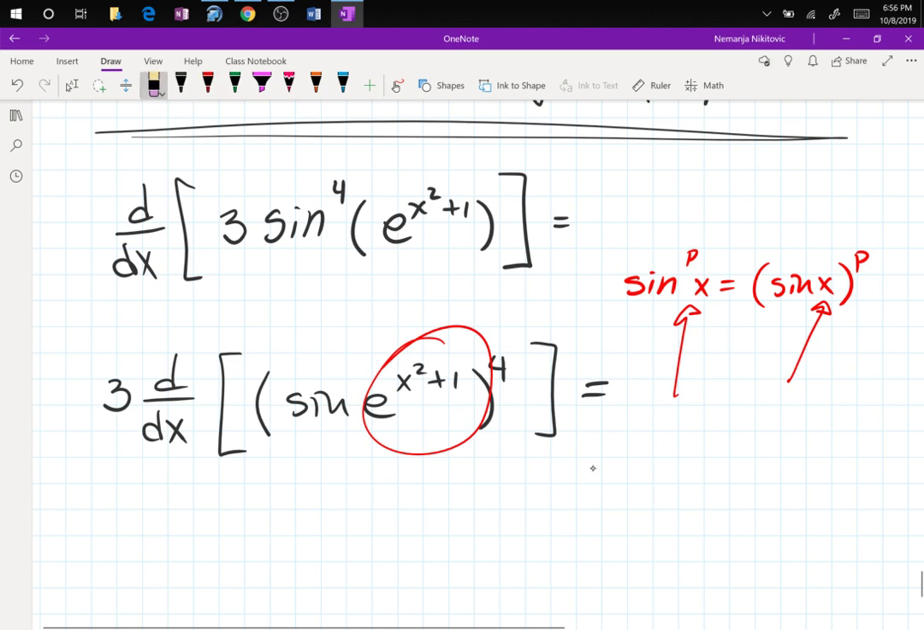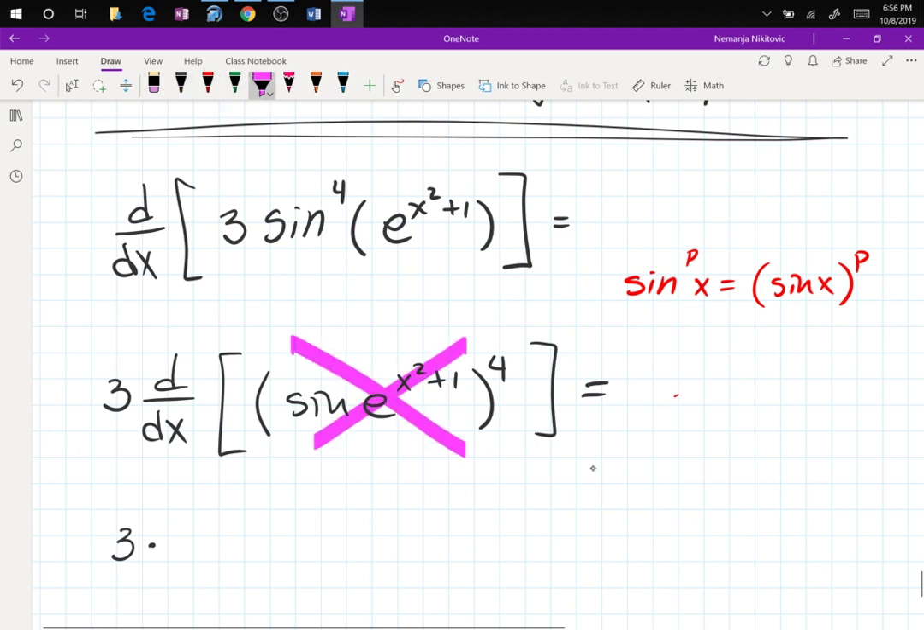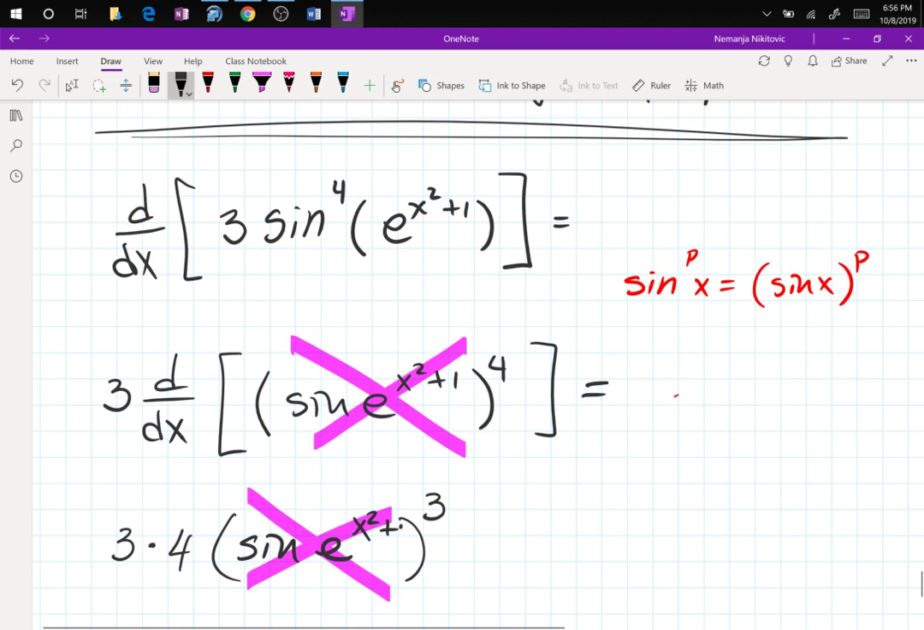All right, so now we have chain rule 3 times. The first thing we have is x raised to the 4th power. Do we all agree? So that's going to be 4x to the 3. Are we good with that? Now that x is sine e to the x squared plus 1.